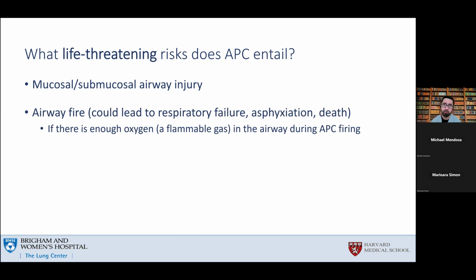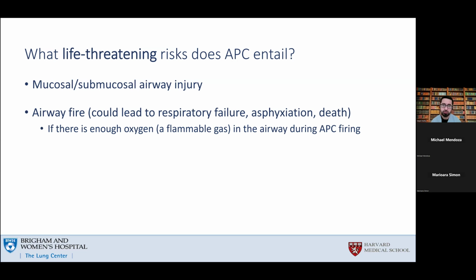Airway fire. Airway fire is a very real risk with APC. And this, of course, as you can imagine, can be life-threatening, absolutely is life-threatening. Respiratory failure, asphyxiation, death, or even if the patient were to survive a major burn, smoke inhalation injury, all of these are real possibilities. Airway fire should really be a never event. If there's enough flammable gas in the airway while you're firing APC, this could very much happen.